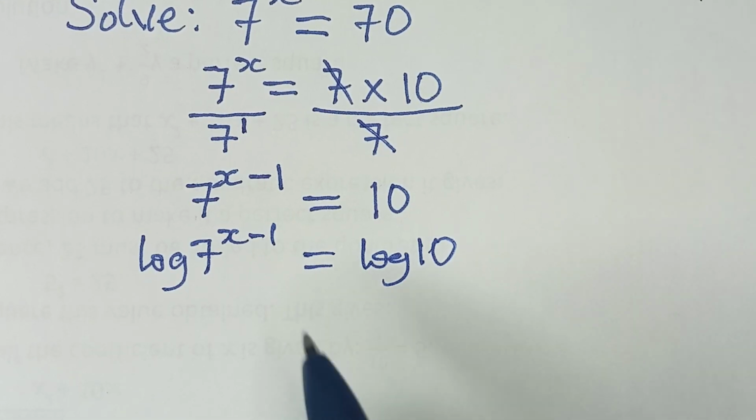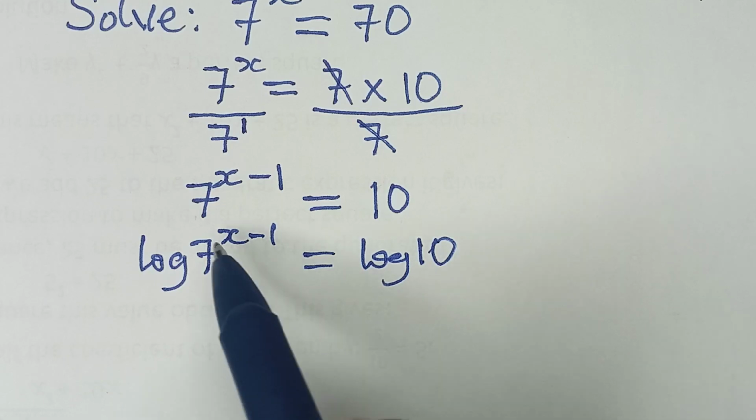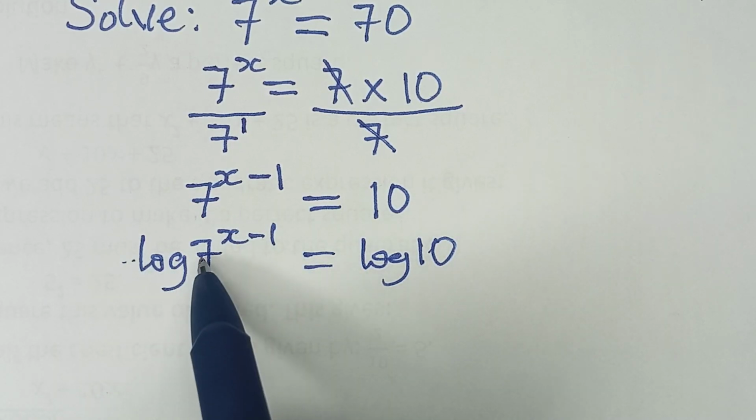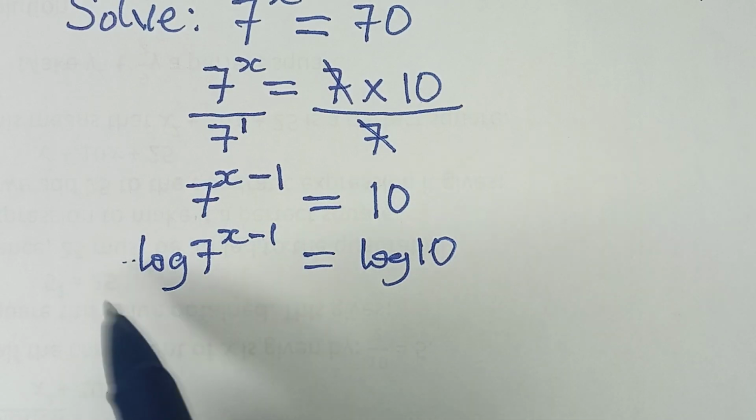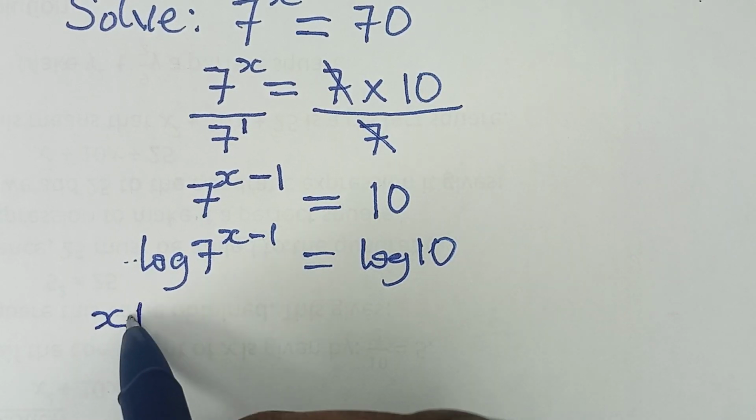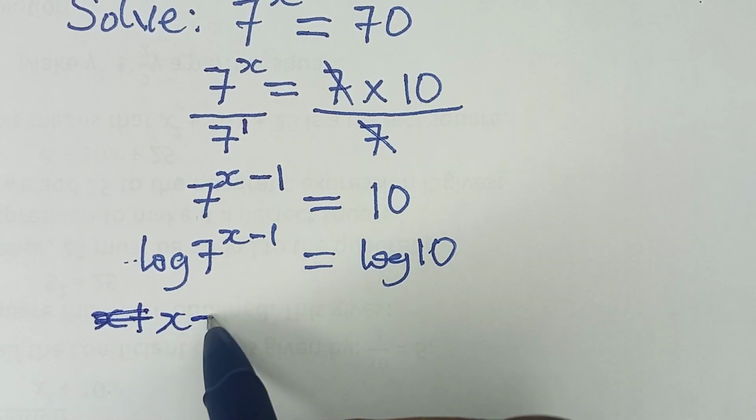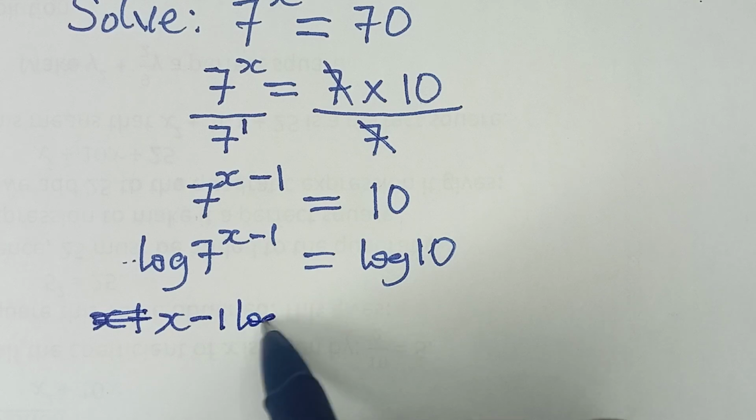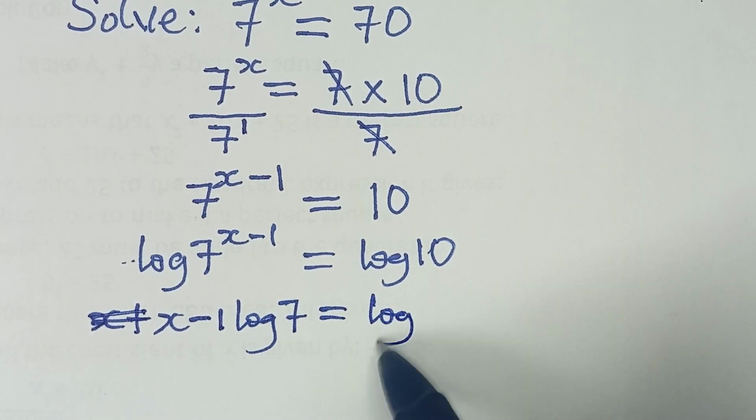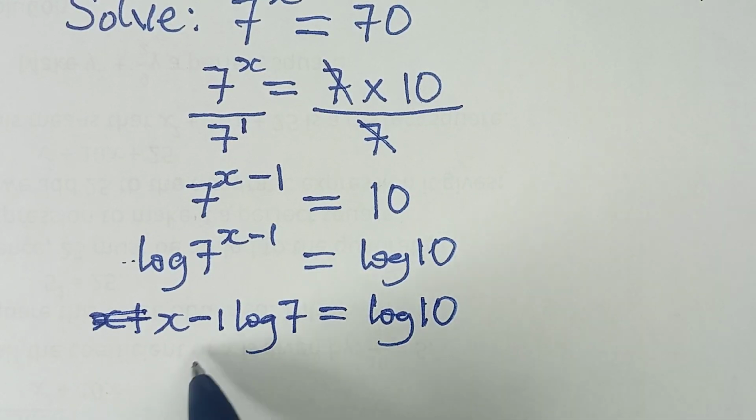Now, the next thing for us to do is to apply the law of logarithm that says that if you have a power here, that power can multiply the logarithm. So this power, we can bring it to this side to multiply this logarithm. So it becomes x minus 1 times log 7, and that will be equal to log 10.